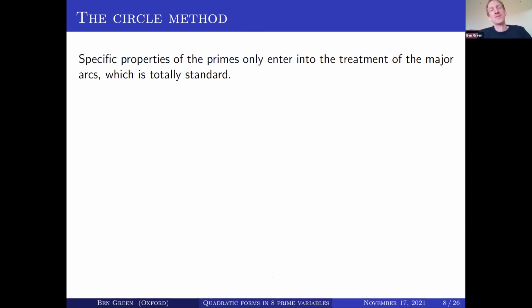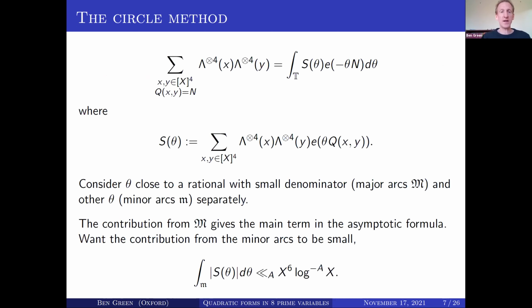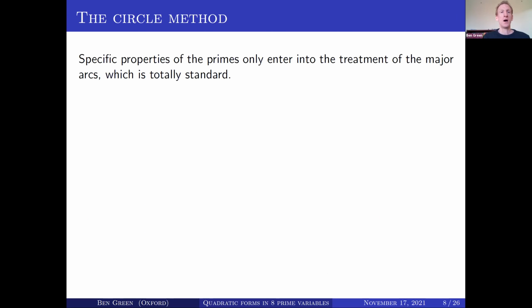I'll start from the top of the slide. So, yeah. Let me just briefly go back. So I have a standard setup for the circle method. We're going to divide into major and minor arcs. And we need to show that the average of the exponential sum over the minor arcs is small. So we're thinking about primes, and the specific properties of the primes only really enter into the treatment of the major arcs. And that portion of the analysis is totally standard.